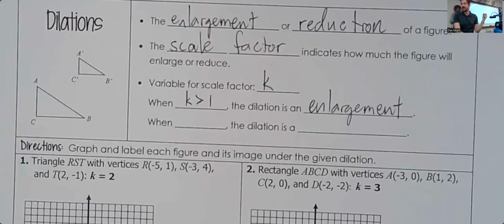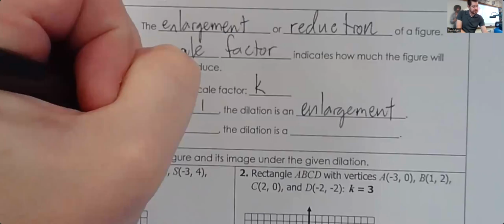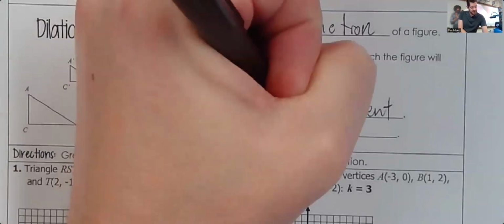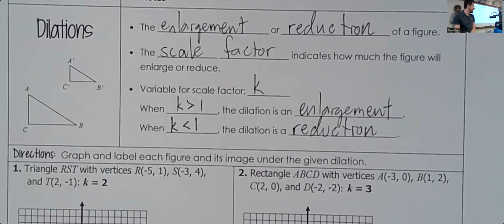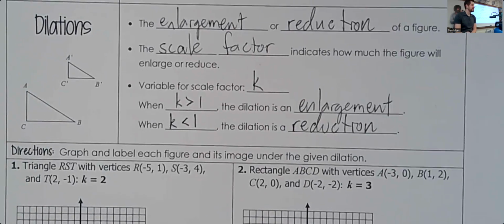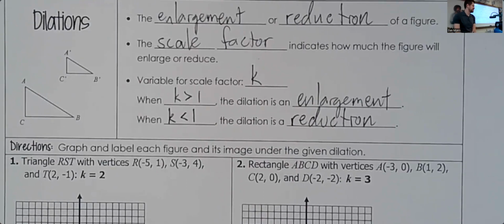But when k is less than 1, it is going to be a reduction. Now, I didn't really include everything I probably should have when I said k is less than 1, just because you won't see negative numbers. So it's still greater than 0, but it's less than 1. Any fraction or value in between 0 and 1 is going to indicate a reduction in size. So that's what we're going to be working on today.